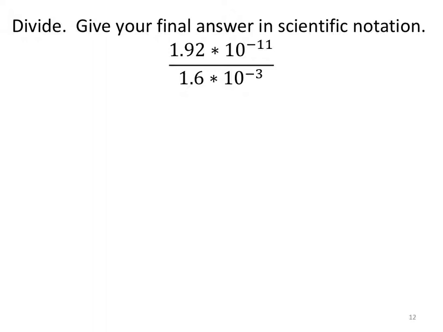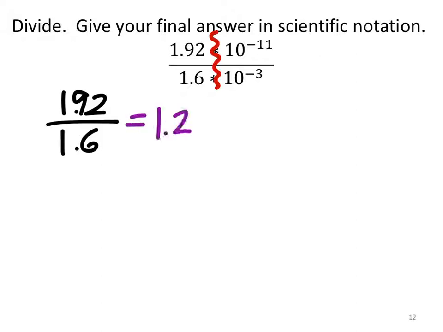Division is going to work the same way. I'm going to split this up into two separate problems, which means I've really got 1.92 divided by 1.6, which I can put into the calculator, and that would give me 1.2. Well, I've got my base 10s, and since it is dividing the bases, which are the same, 10, I'm going to take my exponent from the numerator, negative 11, and subtract the exponent in the denominator, which is negative 3. So that's negative 11 minus negative 3, which really becomes plus 3 right there. So it's 1.2 times 10 to the power of negative 8 now.